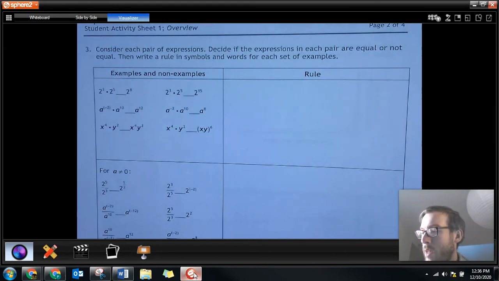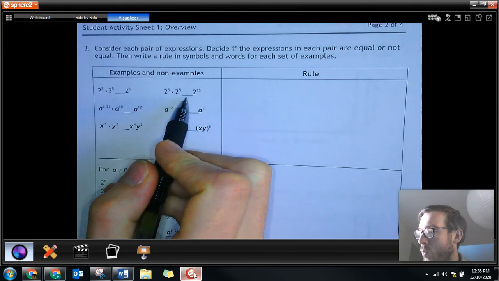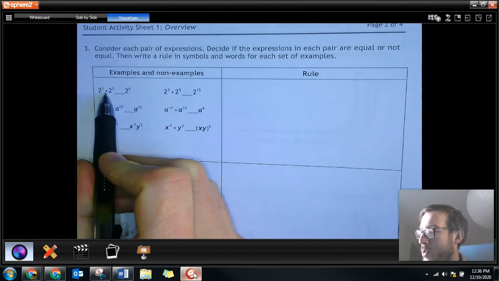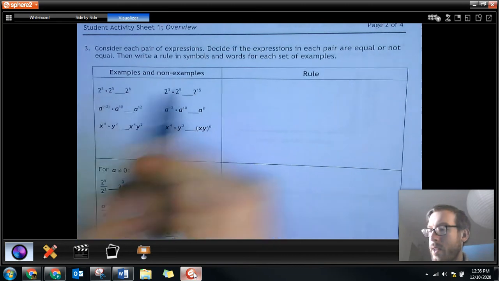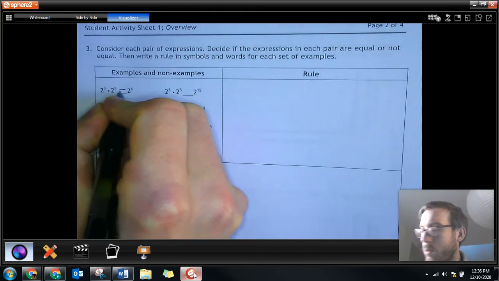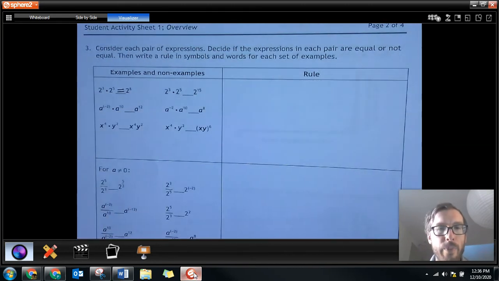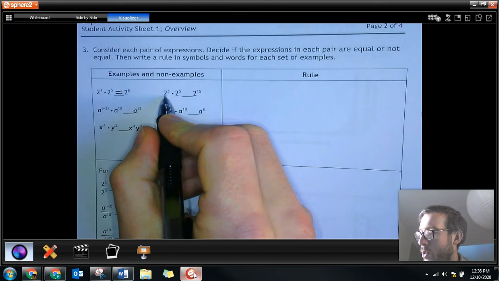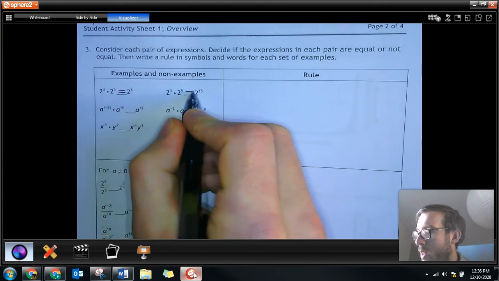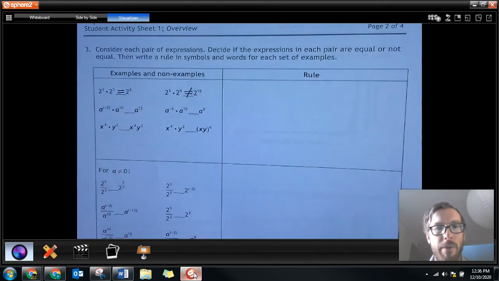Okay, so the first step is looking at these and deciding if they are equal. 2 to the third times 2 to the fifth. Does that equal 2 to the 8th? Yes, it does. That's using the product rule that we learned in class today: if two exponents have the same base and they're being multiplied, we add the exponents. In this one, 2 to the third times 2 to the fifth does not equal 2 to the 15th.